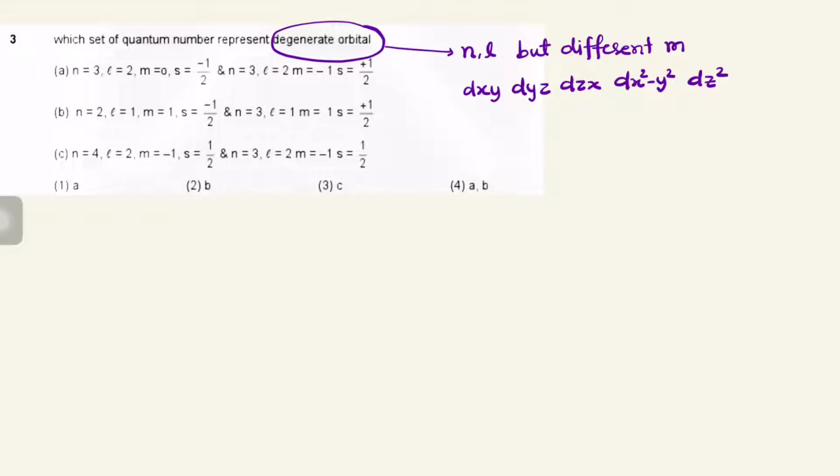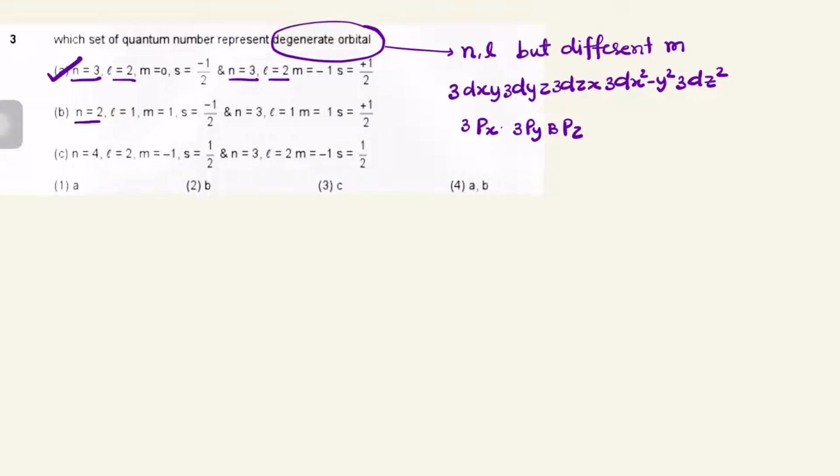For example, dxy, dyz, dzx, dx square minus y square, dz square. These all are degenerate orbitals. Similarly, px, py, pz. All are degenerate orbitals if they have the same principal quantum number, like 3dxy, 3dyz, 3dzx, 3dx square minus y square, 3dz square, and 3px, 3py, 3pz. So these are two different sets of degenerate orbitals. In this case, n and l values should be the same. So here n is 3, here also n is 3, l is 2, l is 2. So the first is a set of degenerate orbitals.